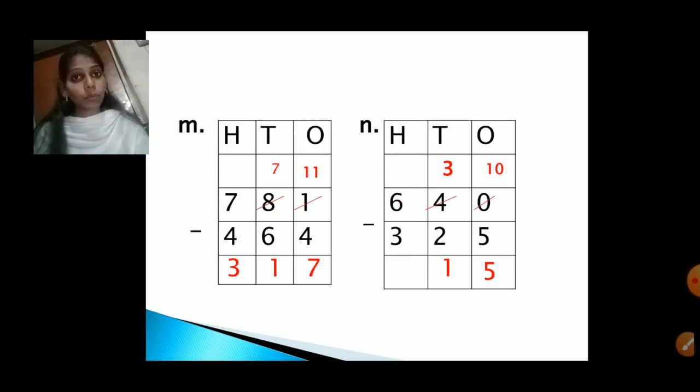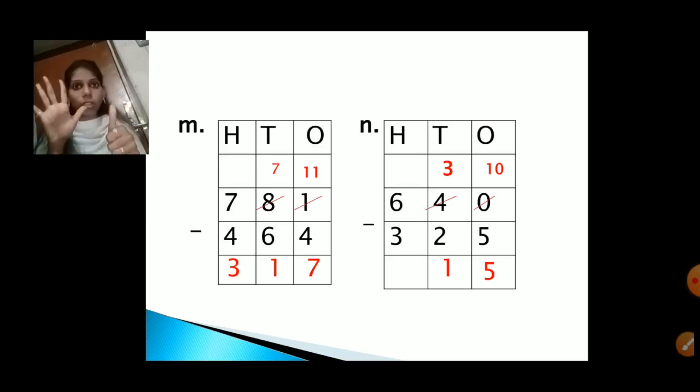And now we will do the subtraction at 100 place. It means which number we will subtract from which number? Here we will subtract 3 from 6. So 6 fingers you will show me, and from 6 fingers we will take out 3 fingers. 1, 2, 3. So 6 minus 3 equals to how many left? 3. So 6 minus 3 equals to 3. So 640 minus 325 is 315. Okay.